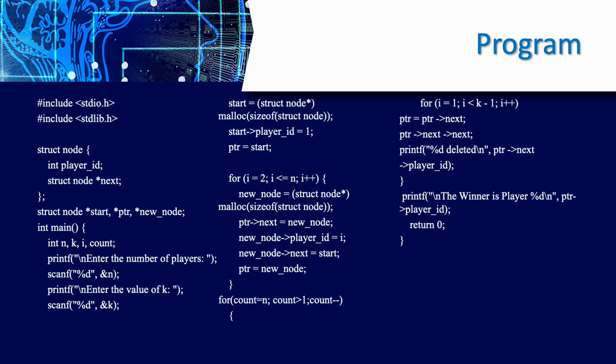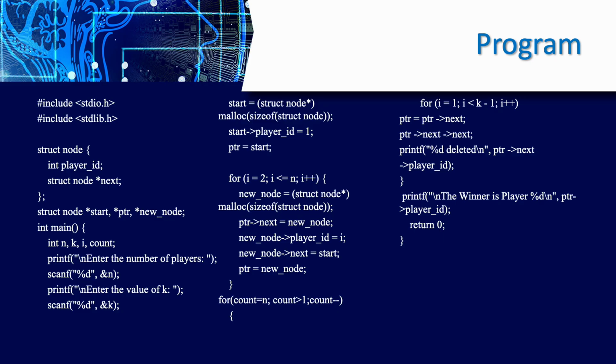Next we need to start the elimination process. That means we repeat until only one person is left. The for loop moves k minus 1 steps forward each time, and moves the pointer to the next player through this for loop: i equal to 0, i less than k minus 1, i plus plus, and ptr equal to ptr of next.